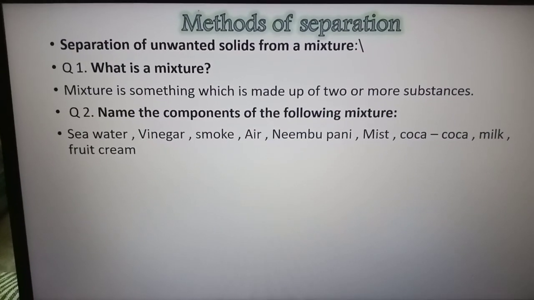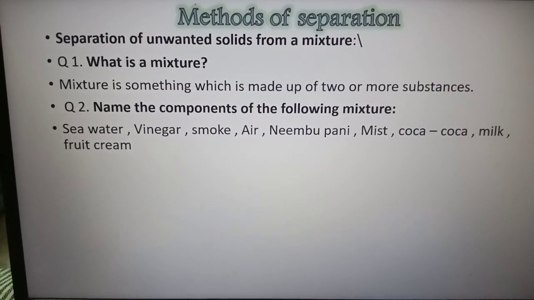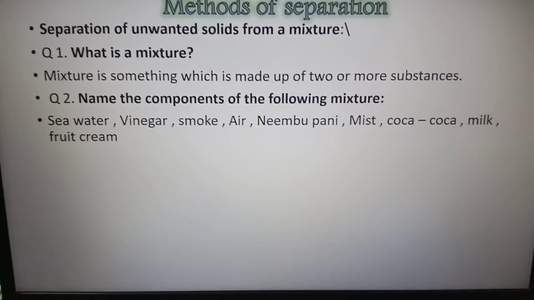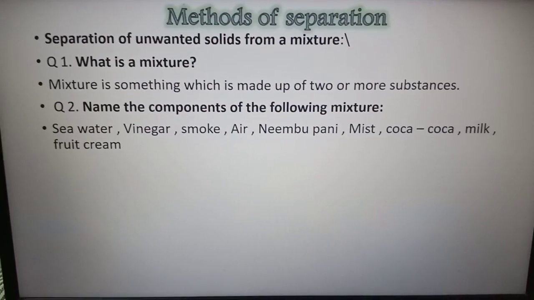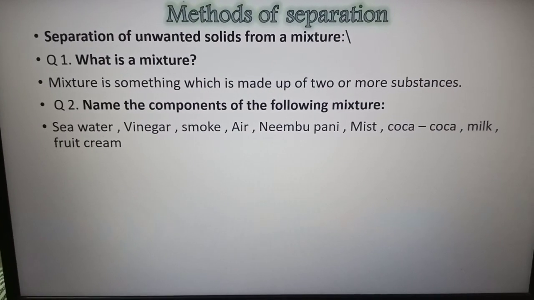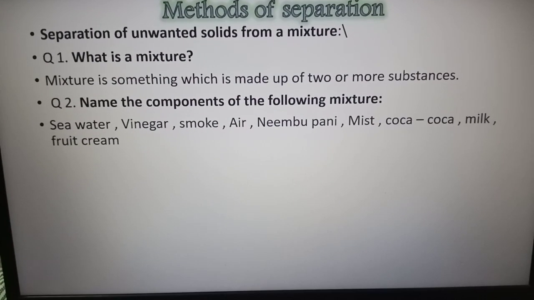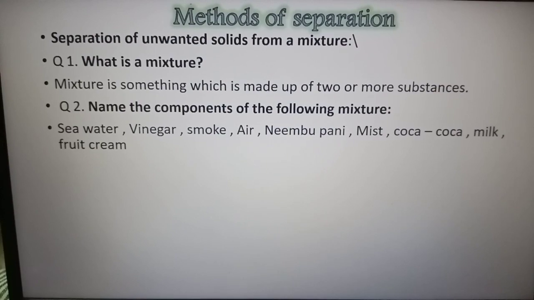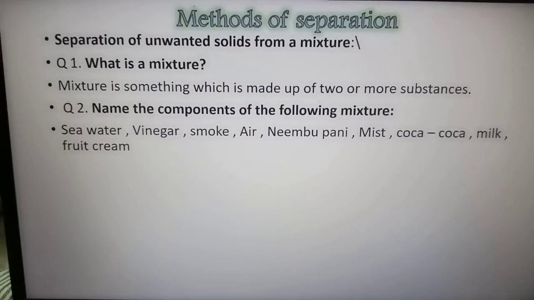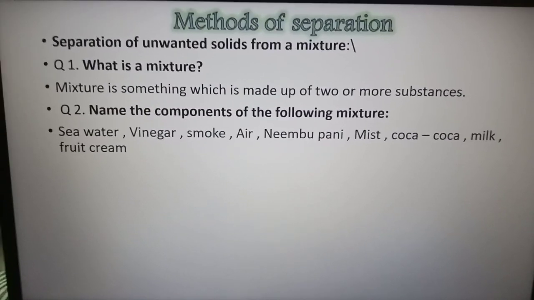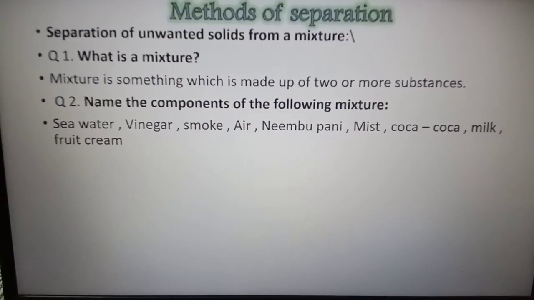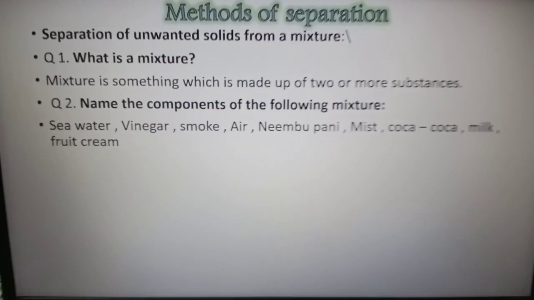Now, since we know what a mixture is, we have to name the components of the following mixtures. Components of the mixture means what are the substances present in it. We said that a mixture is made up of two or more substances. The first one is seawater. We obviously know that seawater is salty. So we can say that the components of seawater are salt and water.